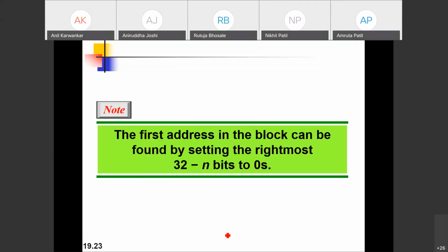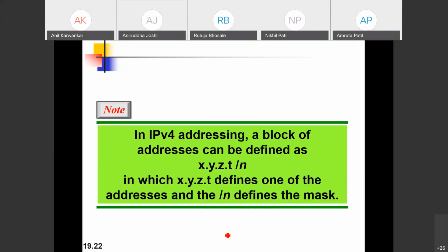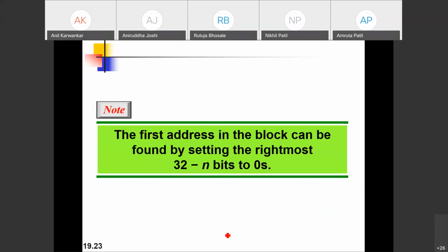But nowadays it's a classless type of configuration, so a variable mask can be assigned, but only to the specified class of addresses. Suppose it's 172.16.0.1. 172 falls in class B, so the subnet mask will be 255.255.0.0. That is the concept of subnet mask addressing.